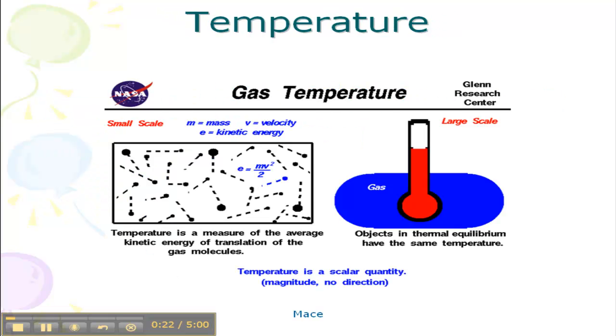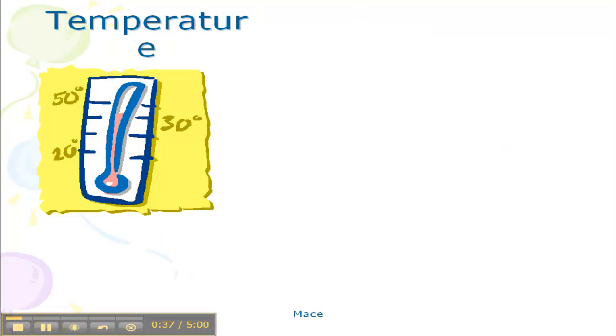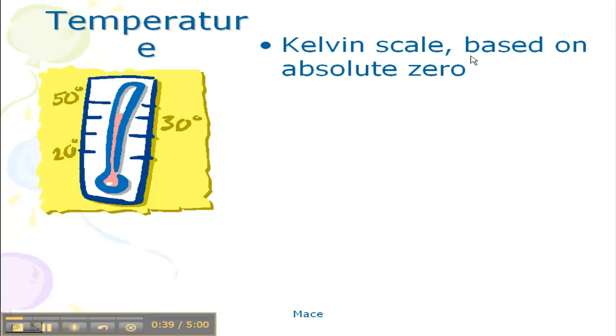So temperature we know is a measure of the average kinetic energy, which is energy of motion. So temperature is directly related to how fast the particles are moving. When we look at temperature, we use what's called the Kelvin scale. This is based on absolute zero. Absolute zero is the point at which all motion stops. Okay, nothing moves at zero.